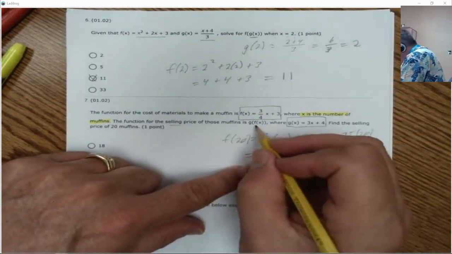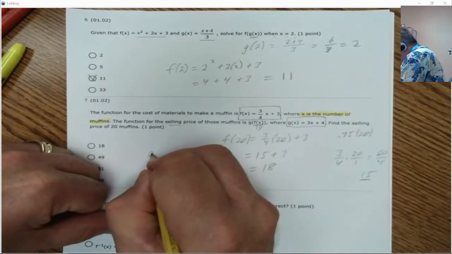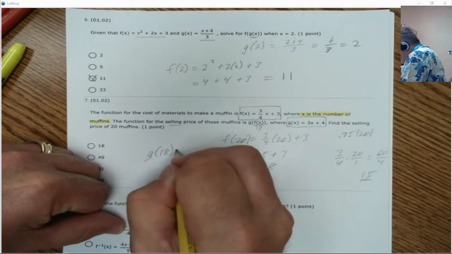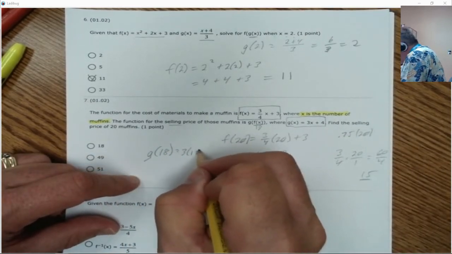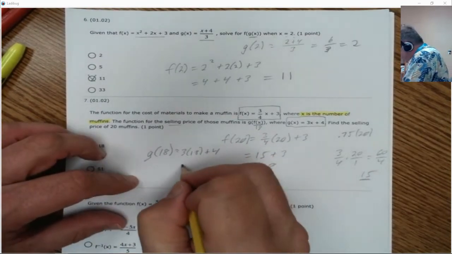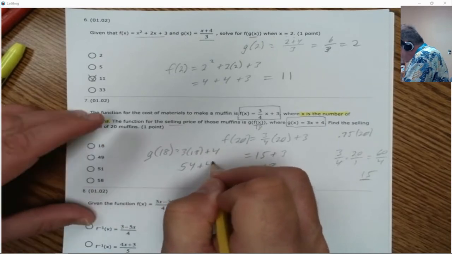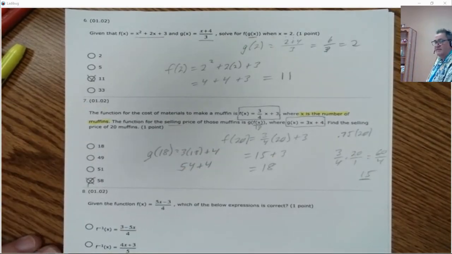So now we need to make this an 18. So g of 18. So g is 3 times 18 plus 4. 3 times 18 is 54 plus 4. So 58 is the answer we are looking for. 58.